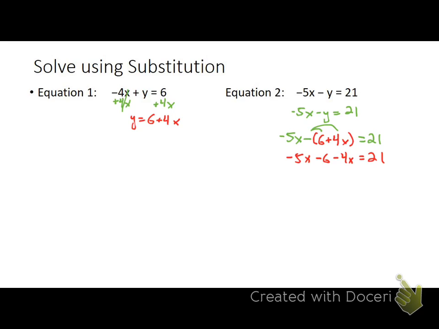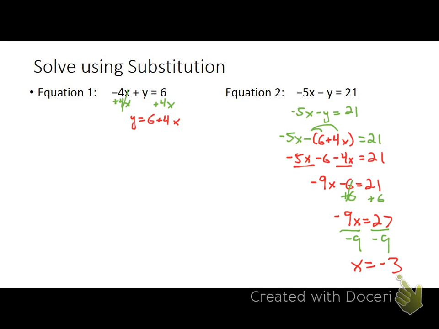Okay? I've got some like terms that I can combine. -5x and -4x make -9x when I add them. I'm kind of all over here with my colors right now. Excuse me for that. -9x equals 27. And then I can divide by -9 on each side and get that x equals -3. Once we know that x is -3, what should our next step be, if any?